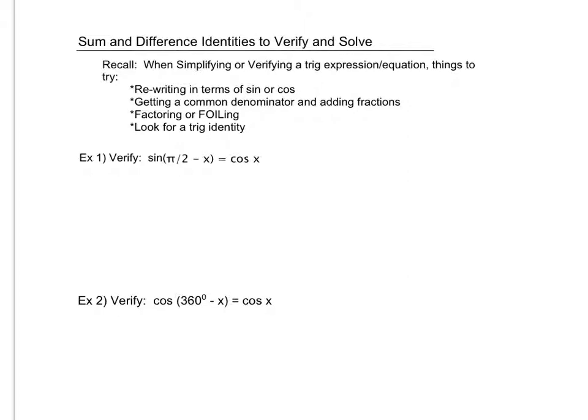So on example 1, I notice that this is sine of alpha minus beta. I also know I cannot ever distribute a trig function. So instead I go to my formulas and I say sine of alpha minus beta becomes sine of alpha times cosine of beta minus sine of beta times cosine of alpha. And now I notice that pi over 2 is on my unit circle, so sine of pi over 2, I look on my unit circle, is just 1.